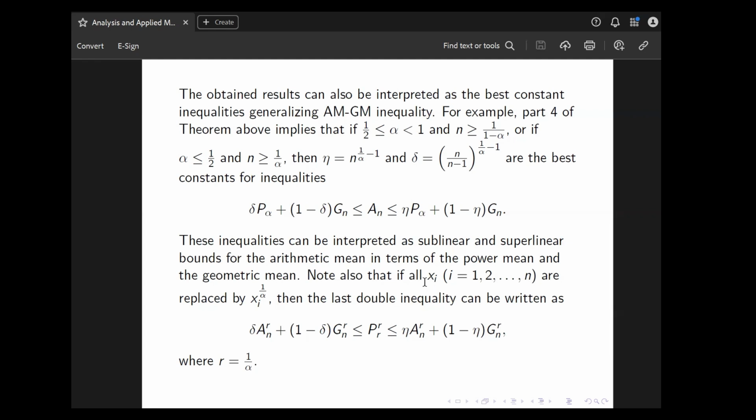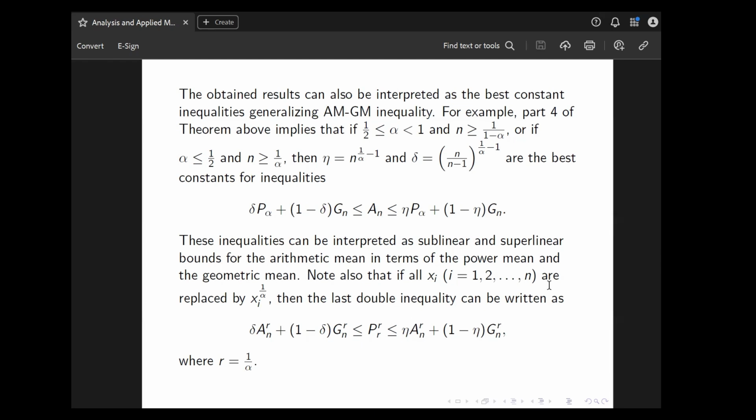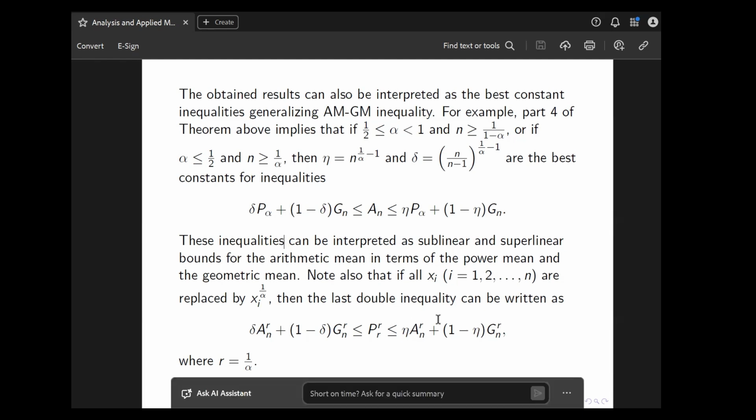One more comment. If all xi are replaced by xi to the 1 over alpha, so in the arithmetic mean, geometric mean, and power mean, then automatically the inequalities are transformed to this type of inequalities, which are frequently mentioned and discussed in other papers. So power of power mean, arithmetic mean, and geometric mean. R represents 1 over alpha.